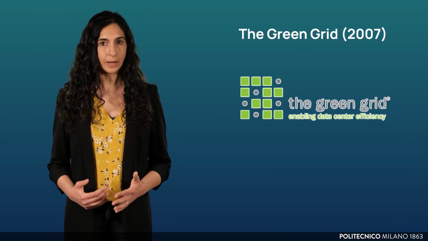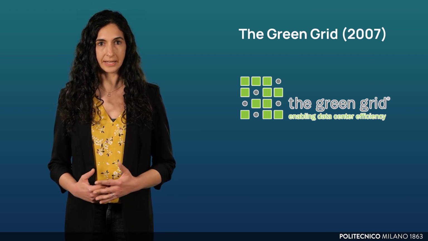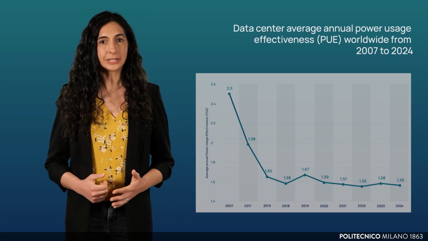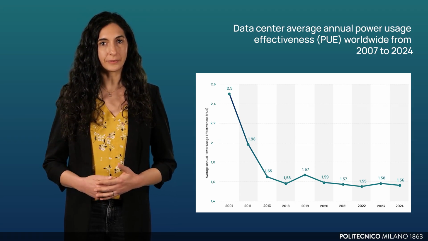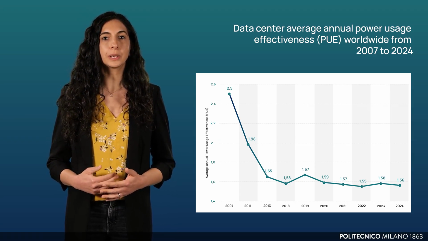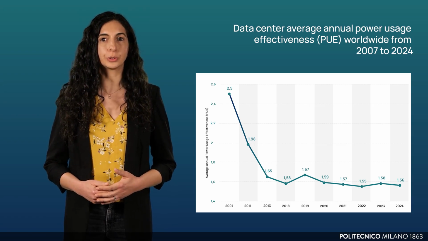PUE was developed by the Green Grid Consortium in 2007 and has become a global standard recognized in various regulations. It is a simple metric, useful for comparing data centers, and effective for monitoring efficiency trends over time. Many initiatives aimed at improving data centers have focused on optimizing this metric. This has led to a rapid and significant decrease in the average PUE of data centers, which dropped from a value of 2.5 in 2007 to a value of 1.56 in 2024.